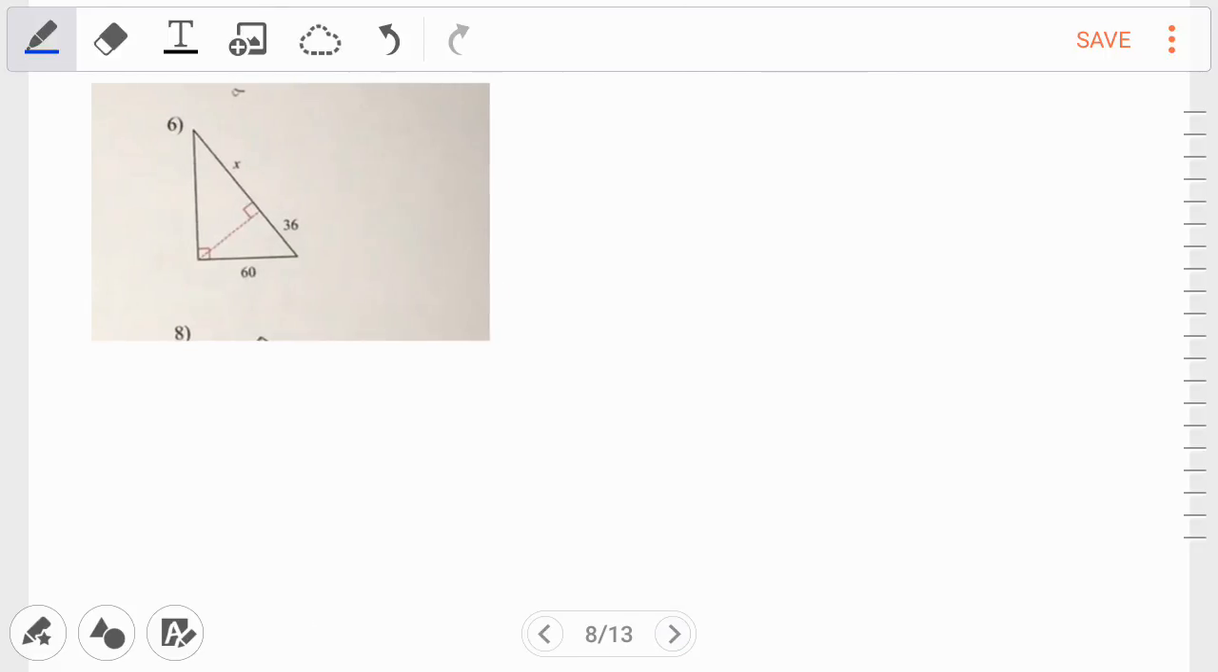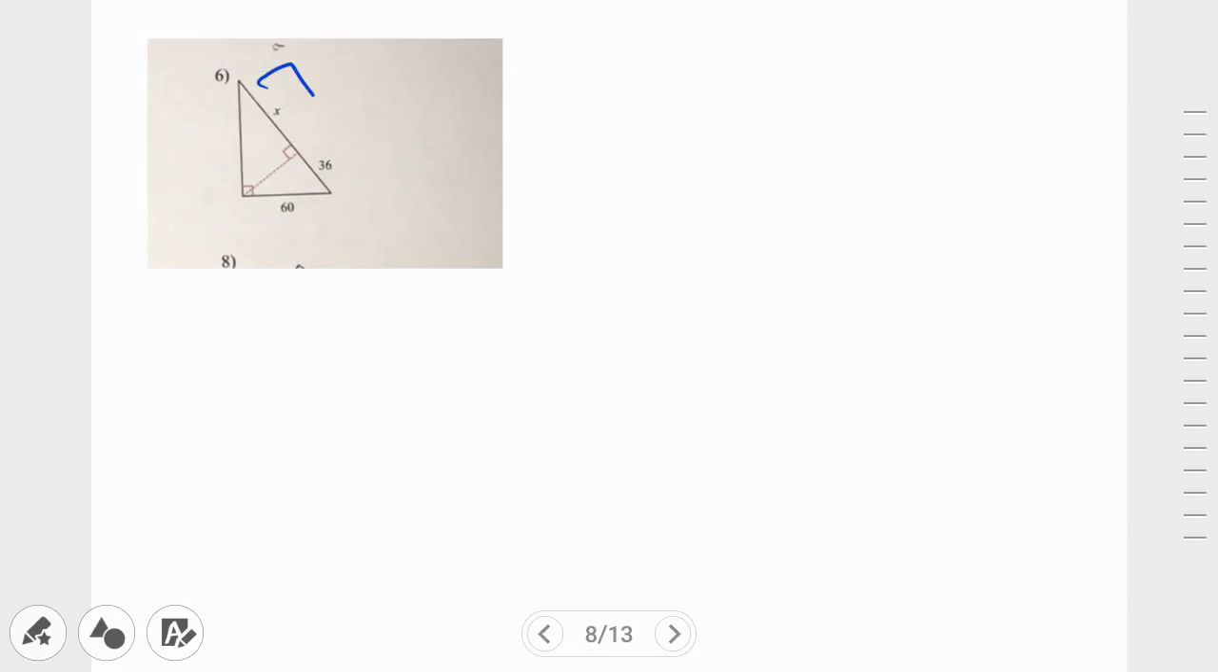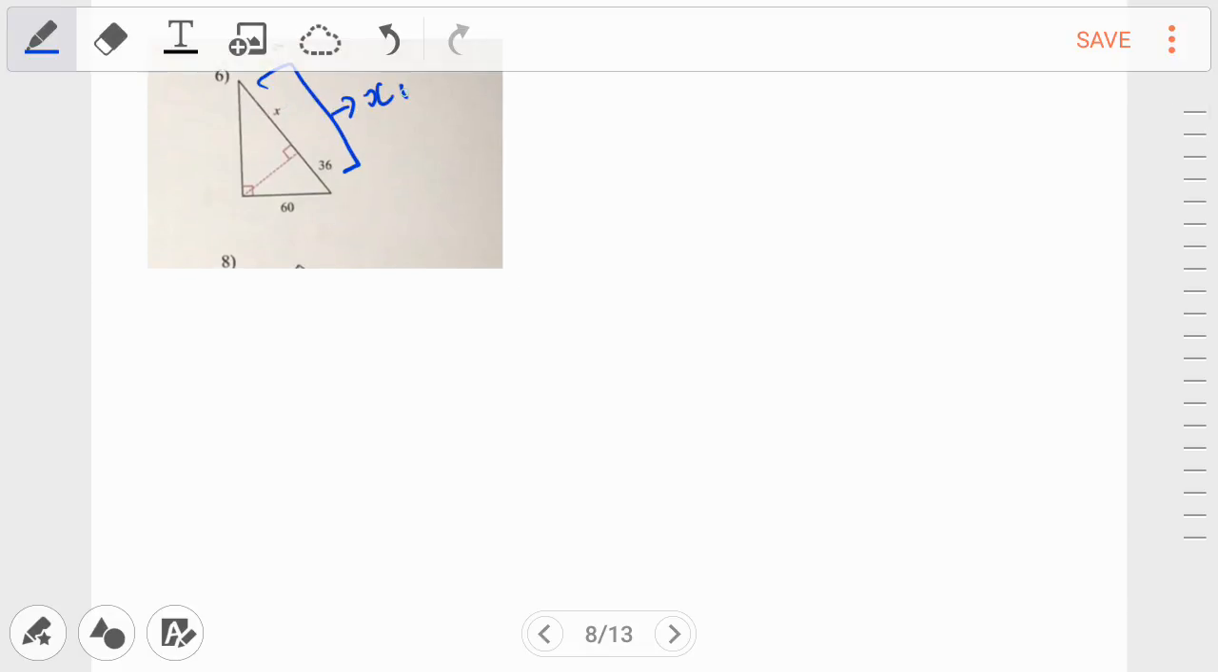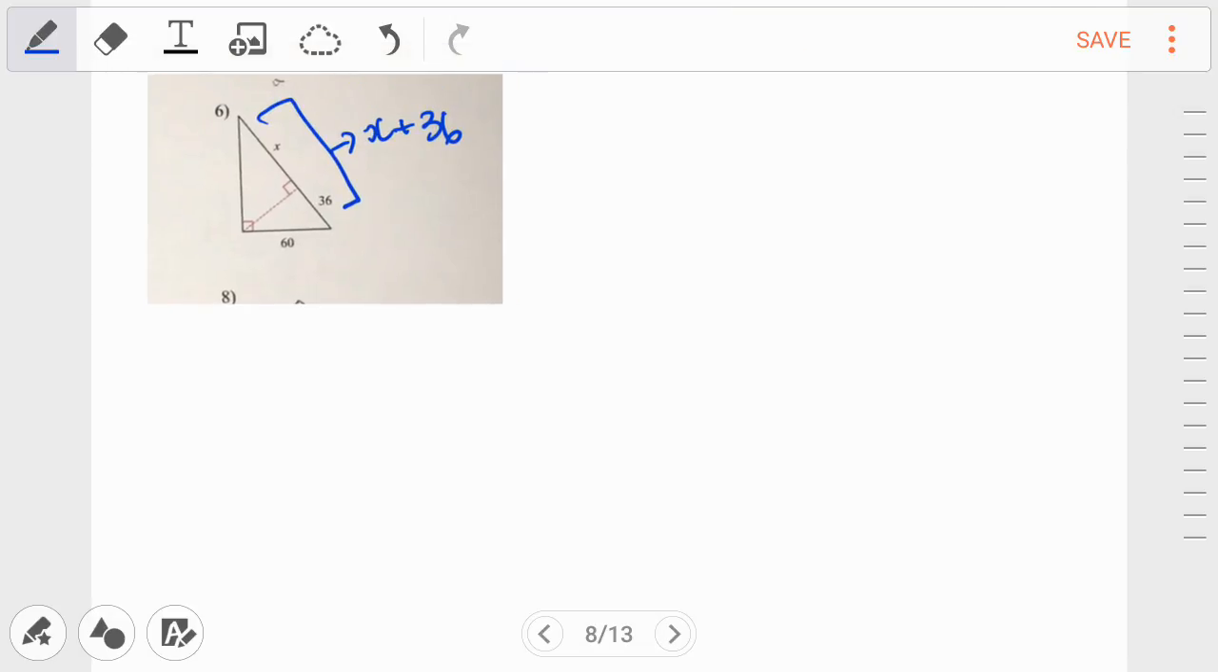Question number 6 is pretty much the same thing as the previous two questions, but we need a little more computation. So I'll tell you why, all right? So let's start off like the previous 3 questions. Whenever we have this x and 36, it would be a pain to go with the x plus 36 format, and it's going to make the equation a lot harder.